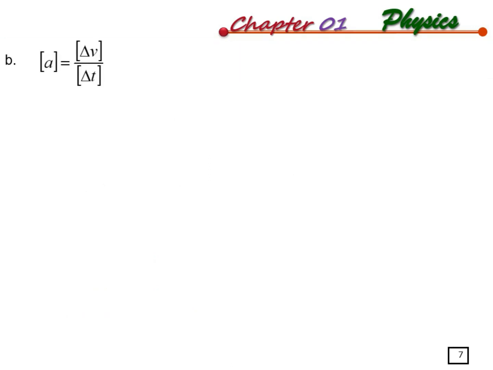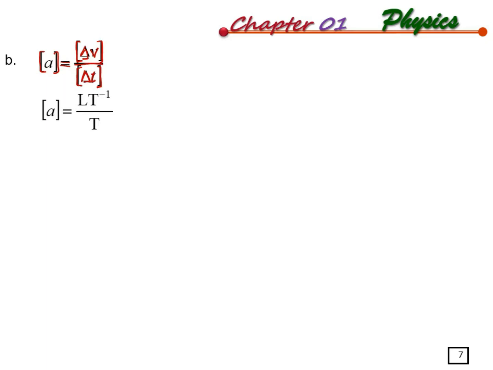Next one is acceleration. So if you already know the symbol of the acceleration, you can just use the symbol. So let's say here the acceleration small a. We want to do the dimension, so you must put all the brackets, and then over change in the velocity, over, put in a bracket, change in the time taken.